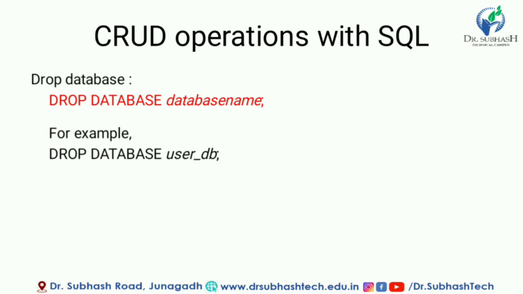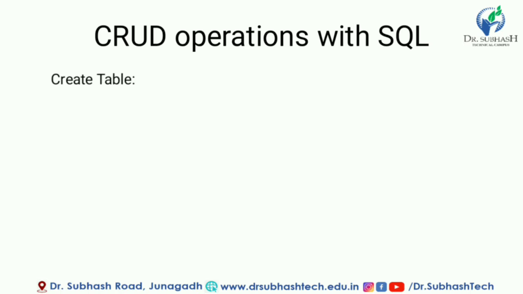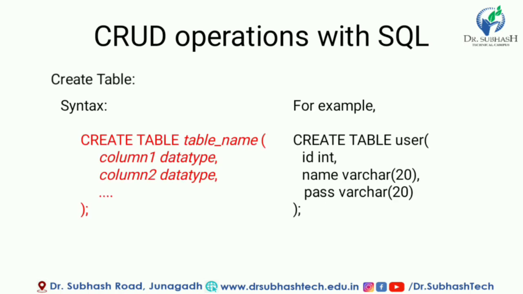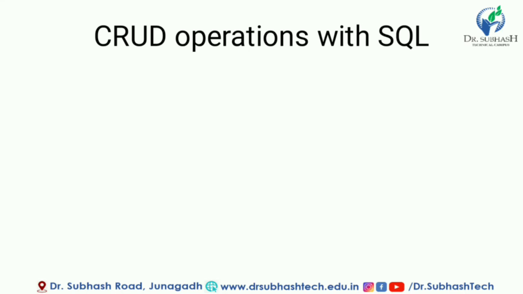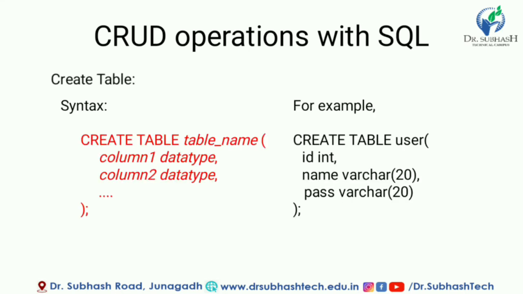After creating and dropping a database, we will see the query for creating a table. For creating a table, the syntax is create table, then the table name, then in brackets the list of columns with the data types, then a closing bracket and a semicolon. So this is the syntax of creating a table. You can see the example here.